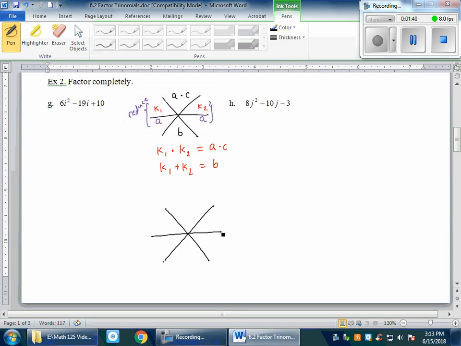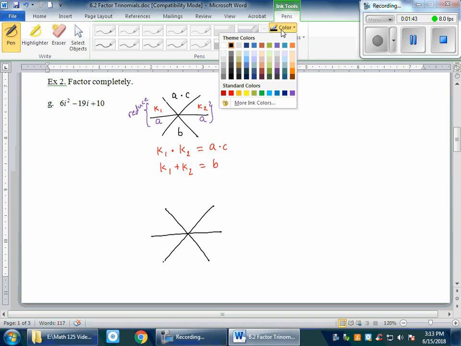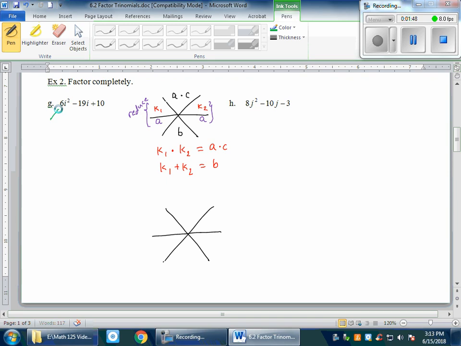Okay, so in this example, this is my a, this is my b, and this is my c. So when we multiply a times c, this gives me 6 times 10, which is 60. And then my b is negative 19. That's my b.